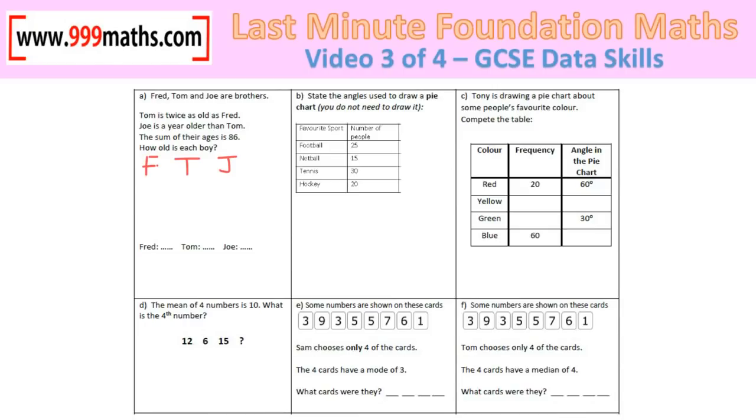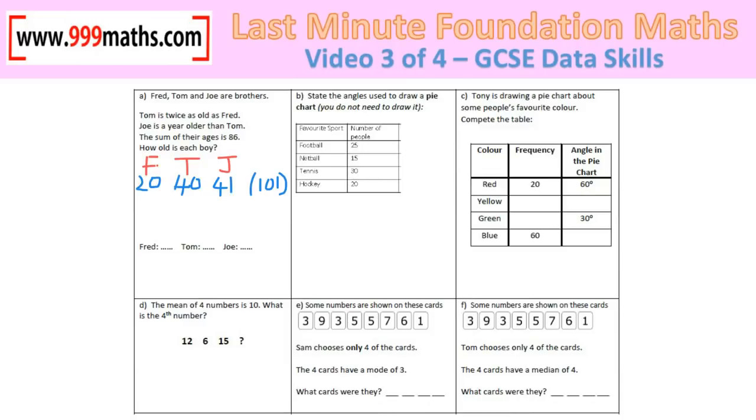I don't know how old any of them are, but since their total is 86, I'm going to have a guess that Fred is 20. That's an absolute guess. Tom is twice as old as Fred, so Tom would be 40. And Joe is a year older than Tom, so that means Joe would be 41. Okay, if I add up their ages, I get 101.